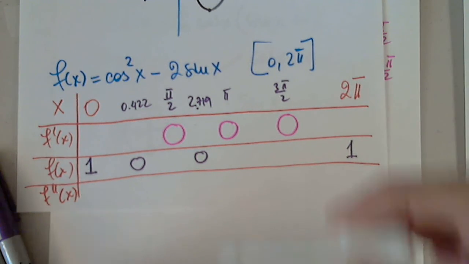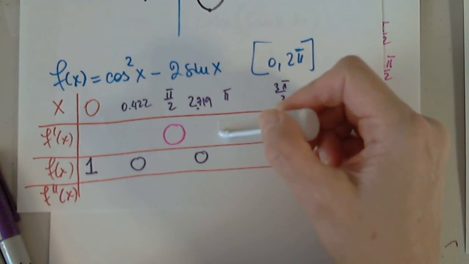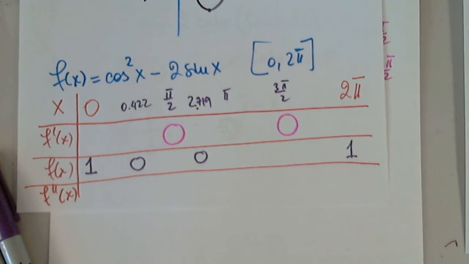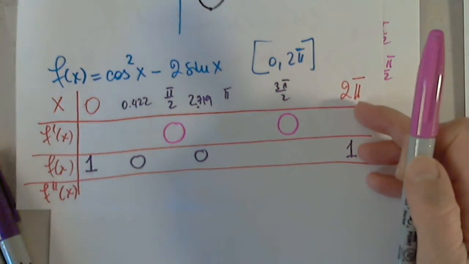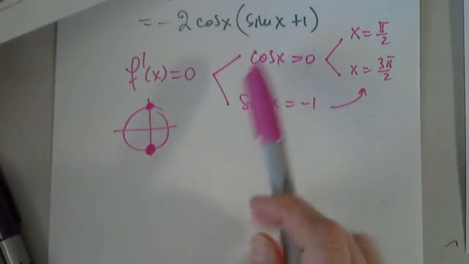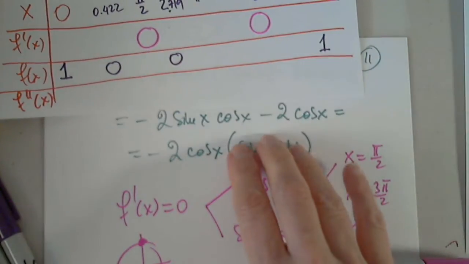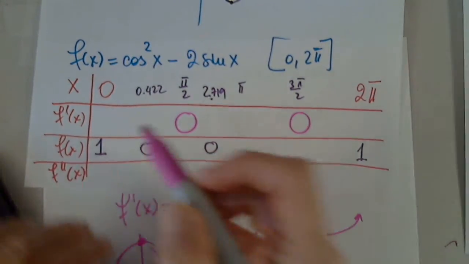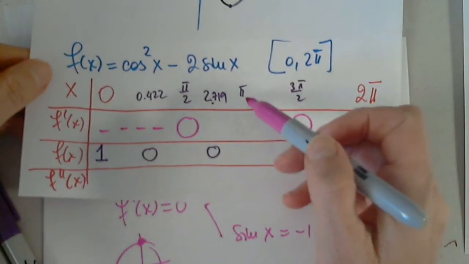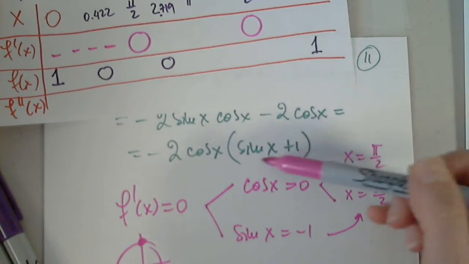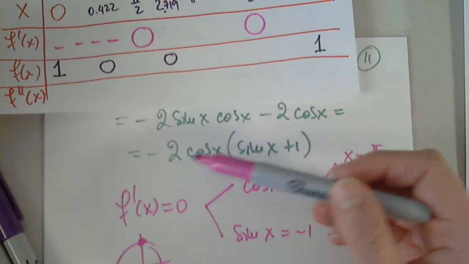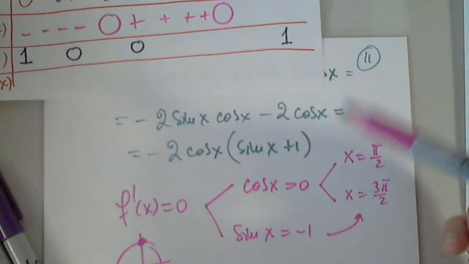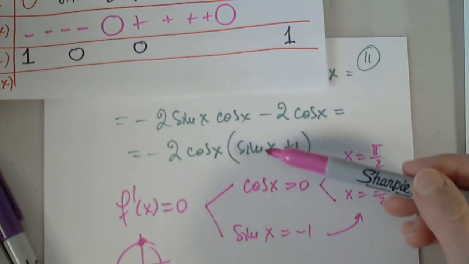At pi over 2 and 3 pi over 2. Okay. Now we have to study the sign. Not too difficult, because I'm going to plug in 0. When I plug in 0, this is 1 and this is 1, so it's negative. When I plug in pi, this is 0, so it's still 1 here, and this is -1 times -2, which is positive. And when I plug in 2 pi, I get the same thing as with 0. So this is 1 with negative, and this is 1.